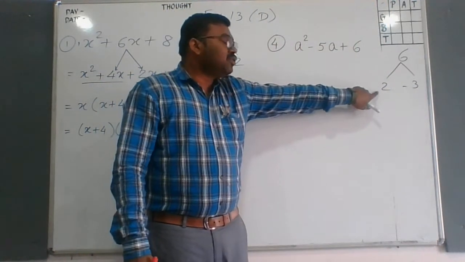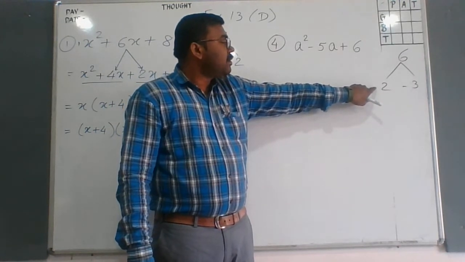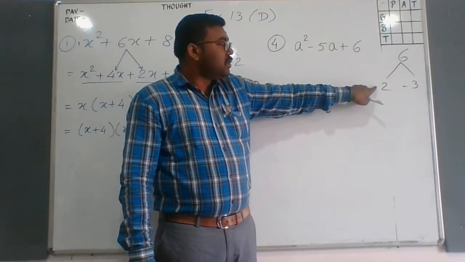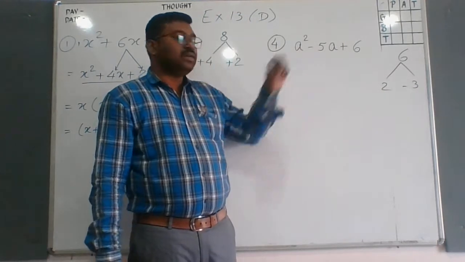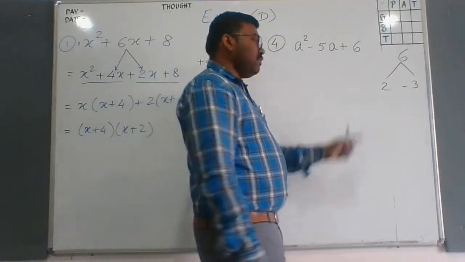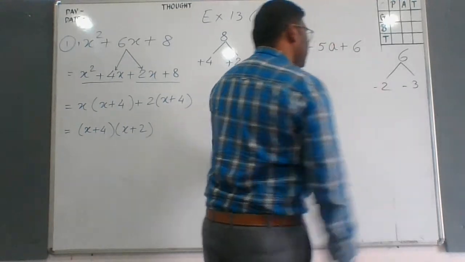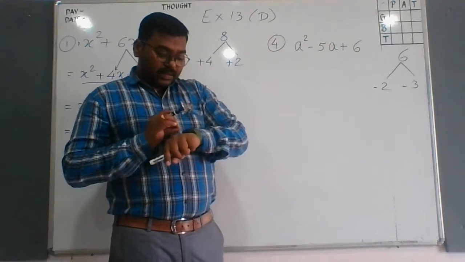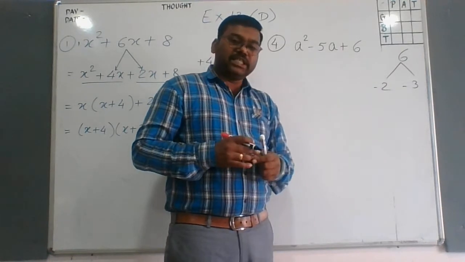And the sign of the 2 we will decide ourselves. See, if we take 2 positive, then plus 2 and minus 3 will become minus 1. But what we want is minus 5. So that means the positive sign is not possible for 2. So we will give the minus sign. Correct? Then minus 2 and minus 3 is getting minus 5.